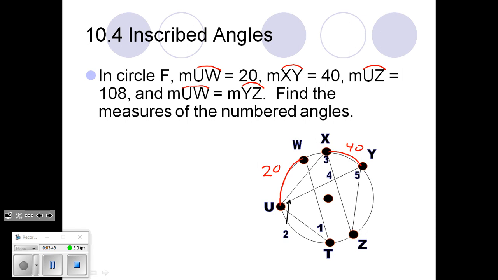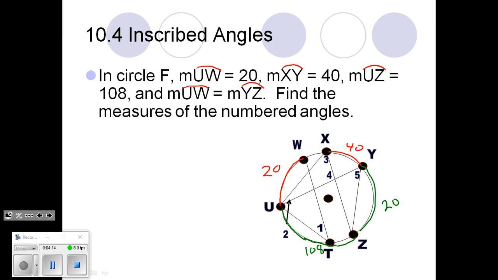And UZ is kind of going through two places. It goes past T, and that is 108. We'll use that here in a little bit. So clear that up a little bit. There we go. And UW is the same as YZ. Again, it doesn't look the same, but we're going to say that's 20 also.